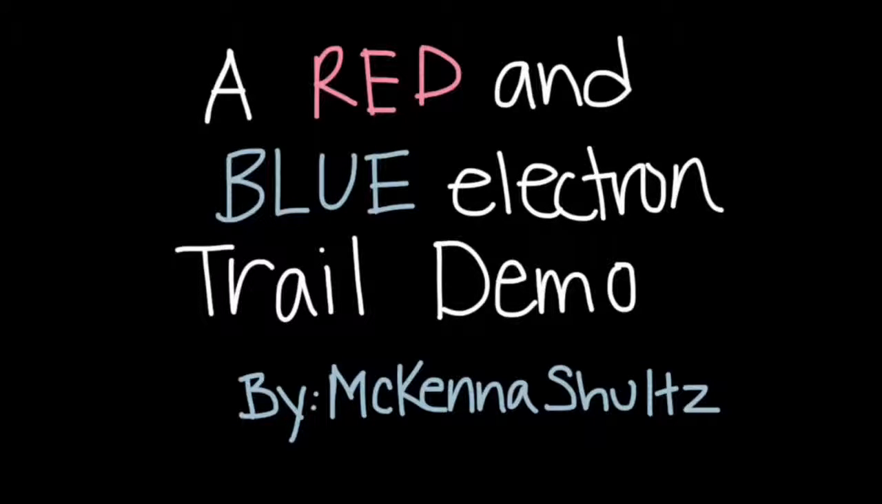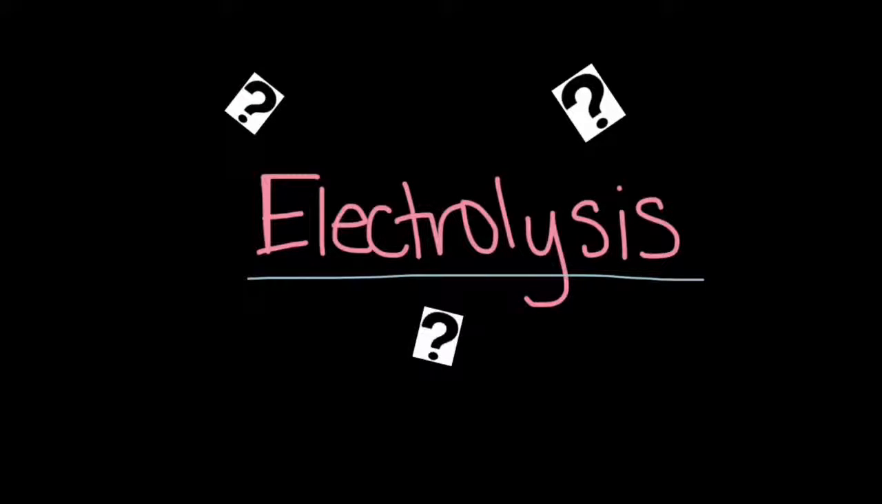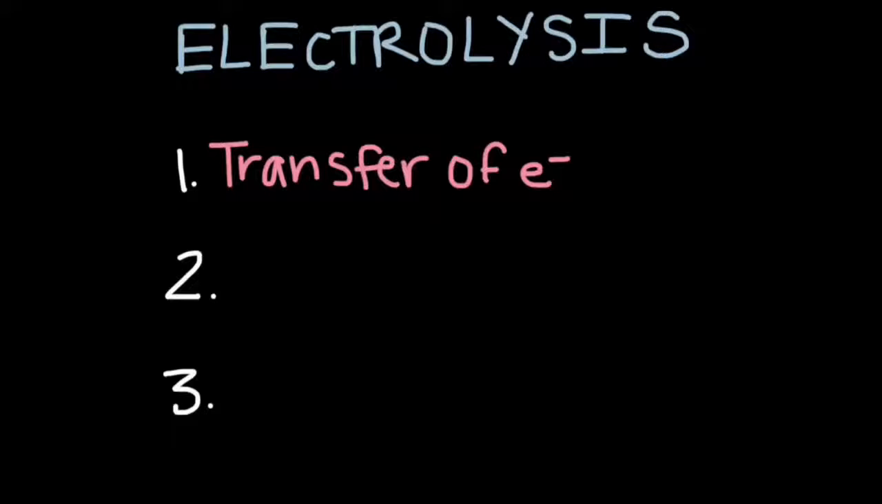Today we're going to be exploring the science behind electrochemistry. Essentially, all this demo really is setting up an electrolytic cell and allowing electrolysis to take place. But what exactly is electrolysis, and how does it work? Electrolysis is the transferring of electrons through a substance to effect a chemical change.